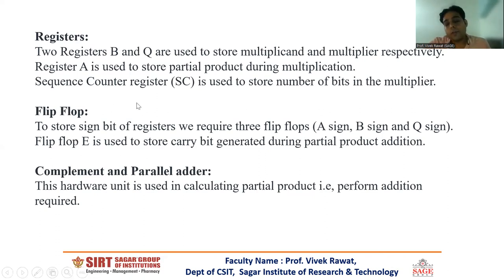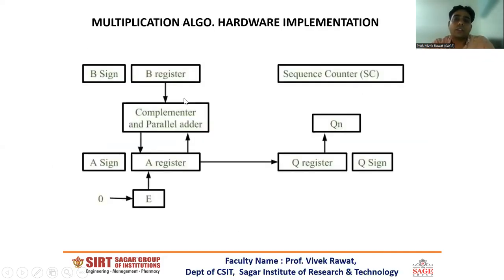Flip-flop. What is a flip-flop? A flip-flop contains only one digit, that is the sign digit or carry digit. To store the sign bit of the registers, we require three flip-flops: A sign, B sign and Q sign. Flip-flop E is used to store carry bits generated during partial product addition. This is the theory part. You need to write this theory part in your RGPV answer. So we will directly go through this diagram.